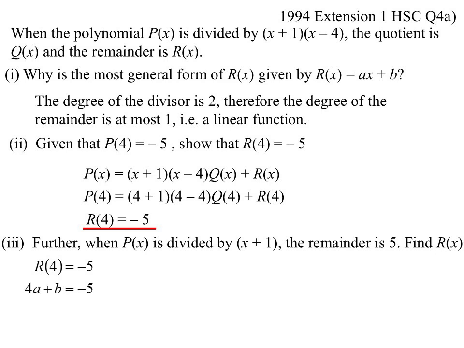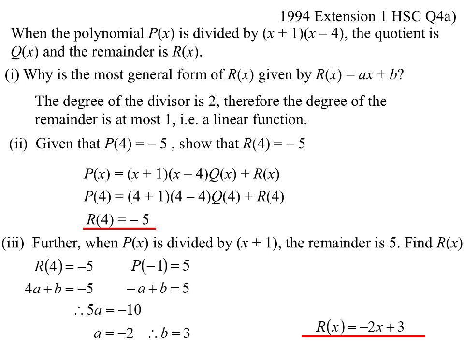That means if I substitute into my algorithm, remember the remainder is ax plus b, we get 4a plus b is negative 5. But we've been given a new piece of information. We know P(negative 1) will equal 5. If I substitute that one in, I get negative a plus b is 5. Simultaneous equations. We can work out that a is negative 2, and therefore b is 3. That doesn't finish the question, of course, because it said find the remainder, and the remainder is ax plus b, so it's minus 2x plus 3.